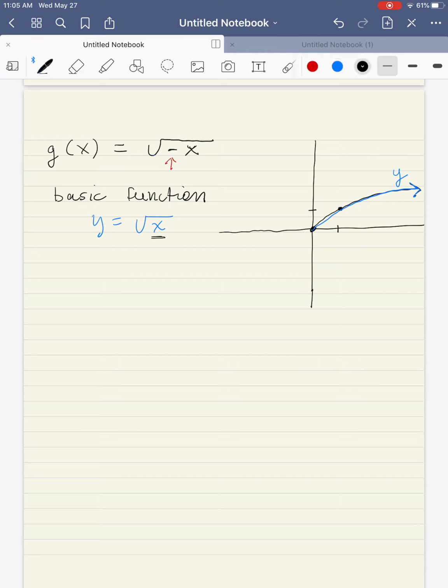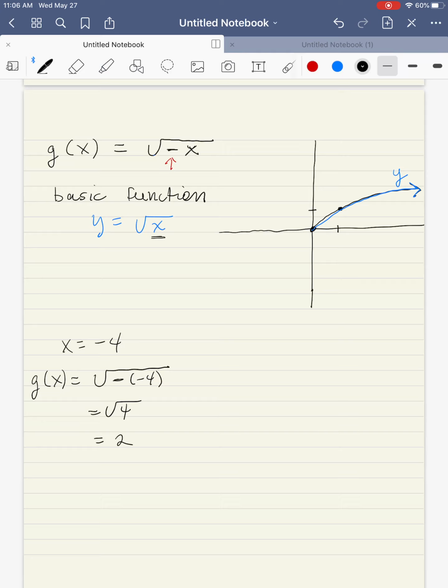Now, what we're doing here is we're taking every number and we're putting a negative in front of it. For instance, if x is 4, then we put a negative and we take the square root of negative 4. Well, we can't do that. We can't take the square root of a negative number in the real number world. But what if I started with a negative number? Then I would be taking the square root, this is g of x, I would be taking the square root of negative negative 4, which is the square root of 4, which of course is 2.